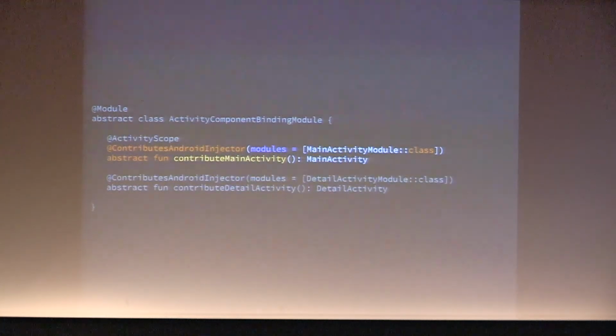And the return type here is very important. As I said before, you cannot use a super type. You have to use the actual types of your component that you want to inject. So here, let's say that we have a main activity extending a base activity class. You cannot declare your method with a base activity return type. It will not work, at least not with the basic classes.